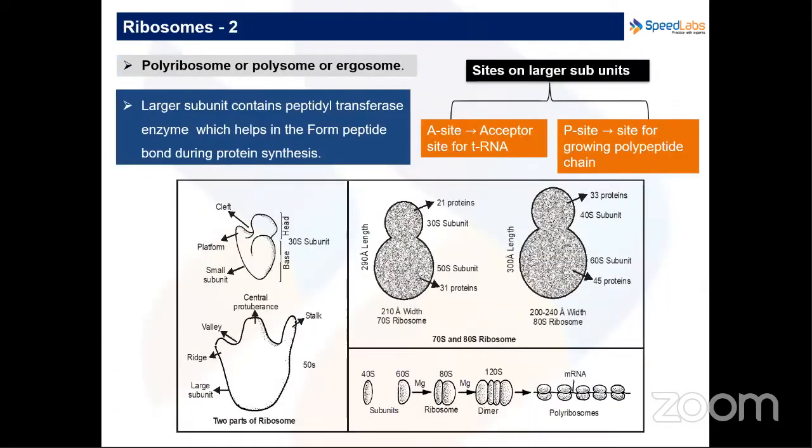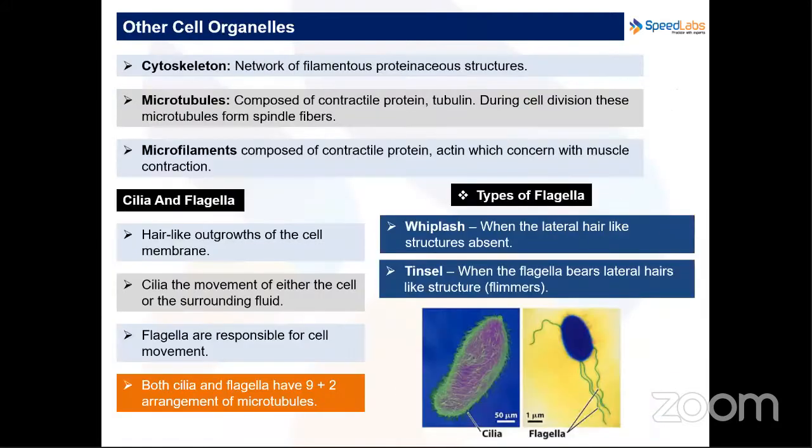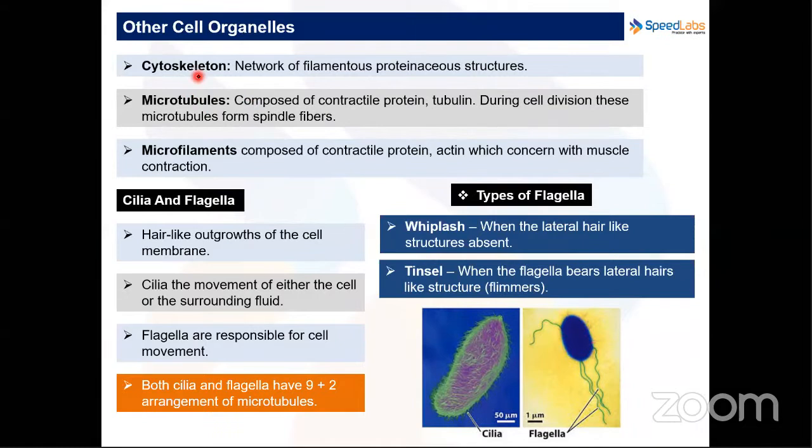Yes, see, I wanted to show you this. Now, you can see cytoskeleton also is present in a cell, which is a network of filamentous proteinaceous structures. So you have this cytoskeleton, and then microtubules, which are made up of the contractile protein tubulin. We just discussed this. And as in the case of centrioles, the microtubules form these spindle fibers.